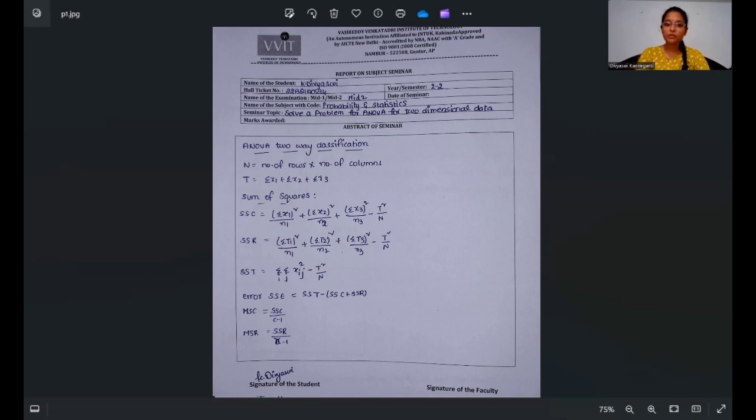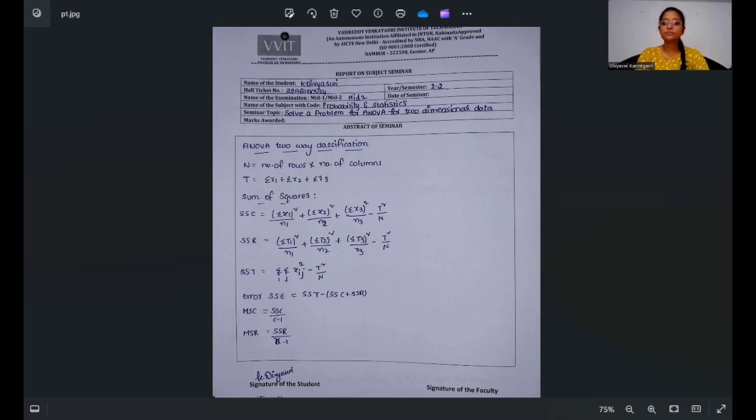While coming to the sum of squares, first the sum of squares of columns. Here we'll consider that the number of observations in the rows is 3 and the number of observations in the columns is 3. So the sum of squares of the columns would be (sigma x1) whole square by n1 plus (sigma x2) whole square by n2 plus (sigma x3) whole square by n3 minus T square by n, where T is the total and n is the number of observations, calculated by number of rows into number of columns.